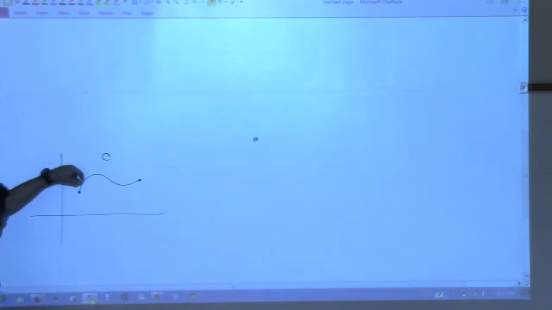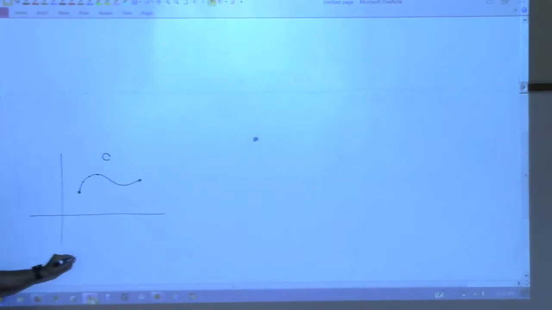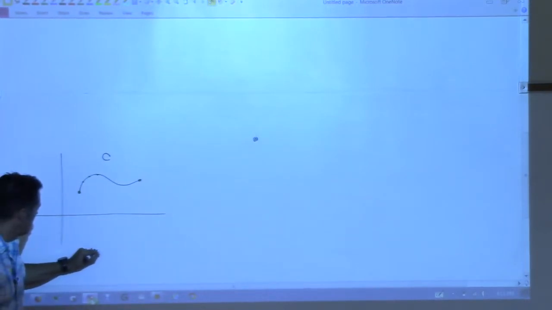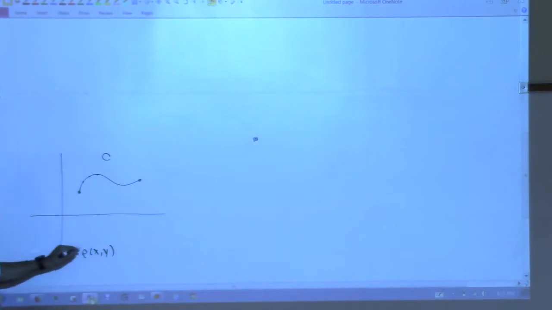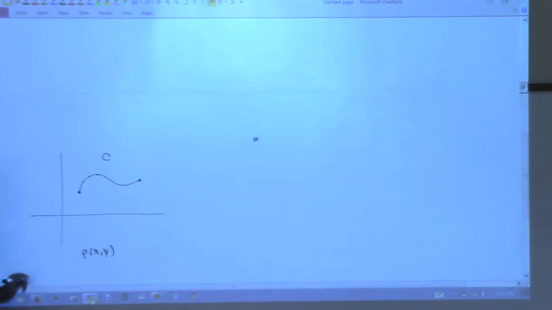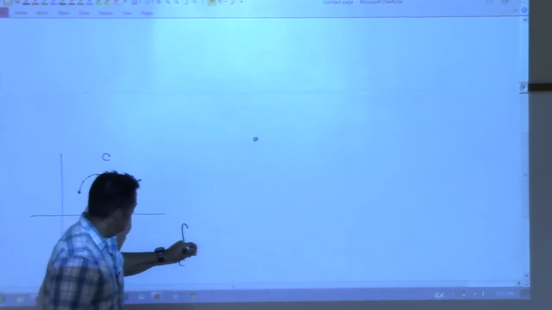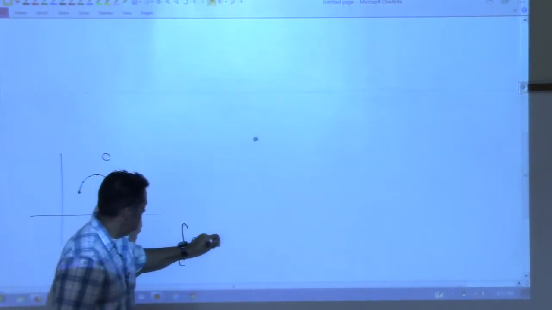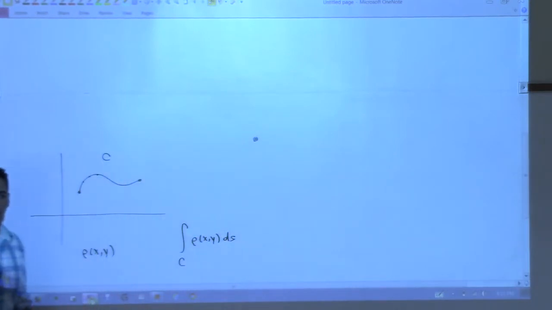And let's say that at every point on this curve, I can tell you the density of that curve. So I give you a density function. Okay, so you give me the x and the y coordinates, and I will tell you the density of that wire, let's say, sitting on a flat sheet. Then what would this integral represent? The mass. That'd be the mass of the wire.